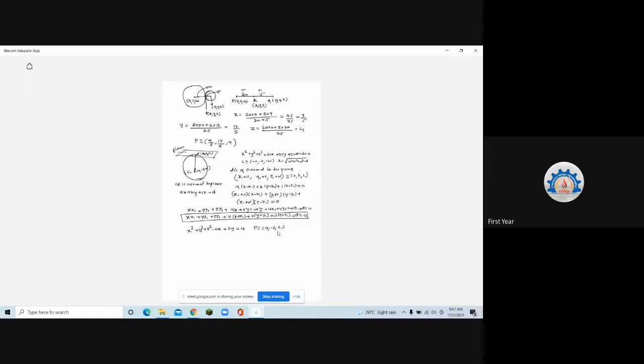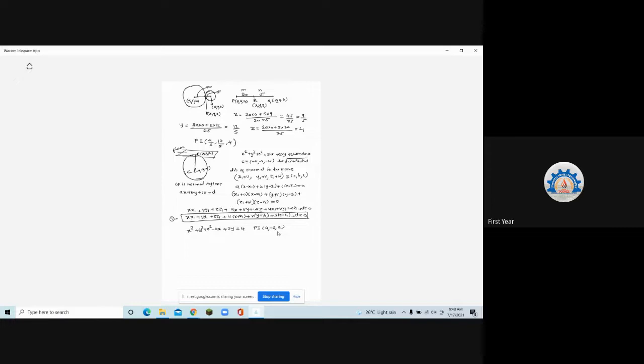Find the equation of normal to the plane. So how are you going to go about it? You can just see above, this is the equation. Equation 1 is the equation of the plane.